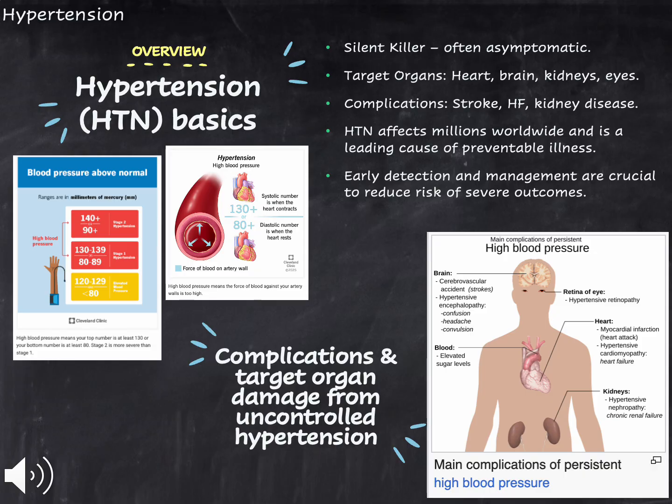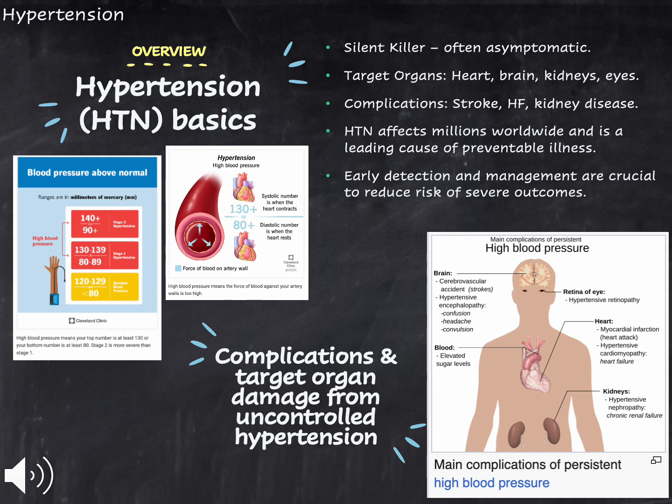Uncontrolled blood pressure injures every major organ system over time. The list of complications is long: stroke, blindness, heart failure, kidney disease, peripheral artery disease, and even aneurysms. These are not theoretical risks. They are what we see every day in hospitals and clinics.